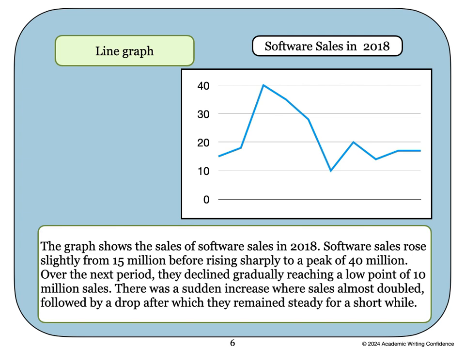Here's one more example of a line graph. The graph shows the software sales in 2018. Software sales rose slightly from 15 million before rising sharply to a peak of 40 million. Over the next period, they declined gradually, reaching a low point of 10 million sales. There was a sudden increase where sales almost doubled, followed by a drop, after which they remained steady for a short while.